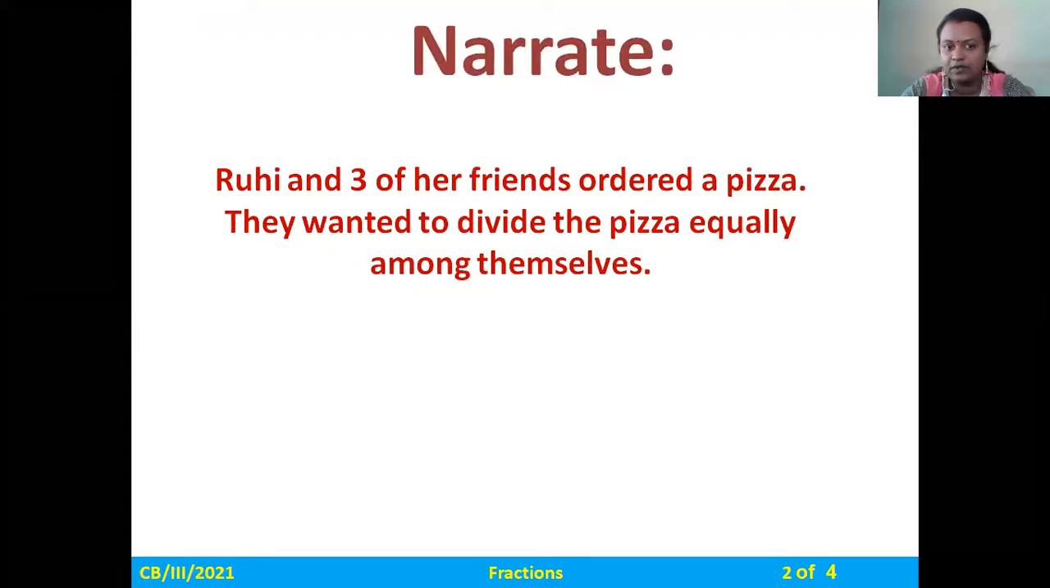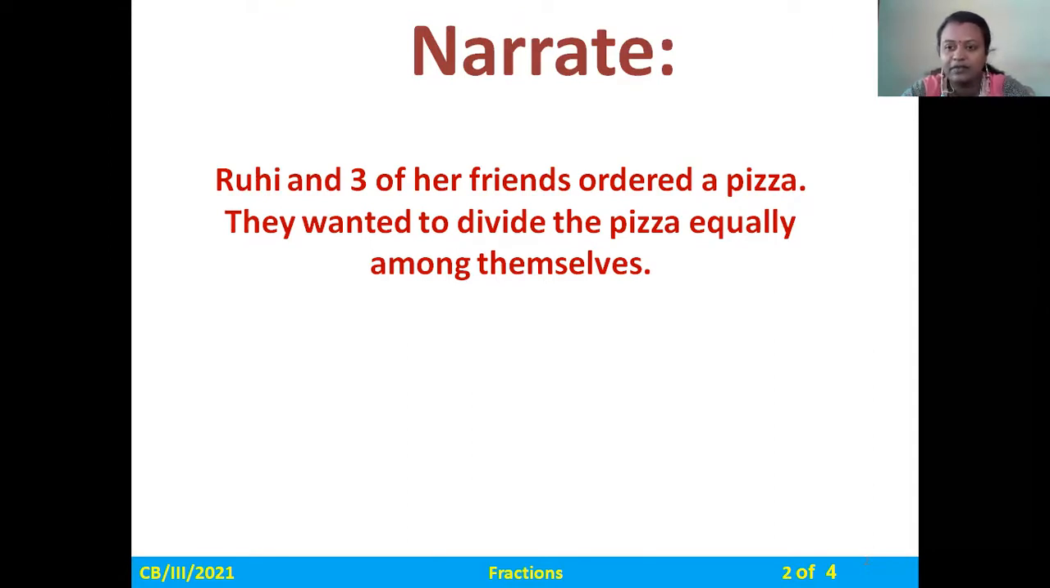Let's see one more story. That says, Ruhi and 3 of her friends ordered a pizza. They wanted to divide the pizza equally among themselves. Oh, that's really different from what we had learned in the previous one. Here we have Ruhi and 3 of her friends. So the total number of people among whom the pizza needs to be divided is 4. And here we have just a pizza.